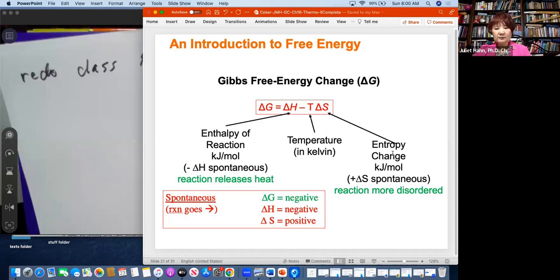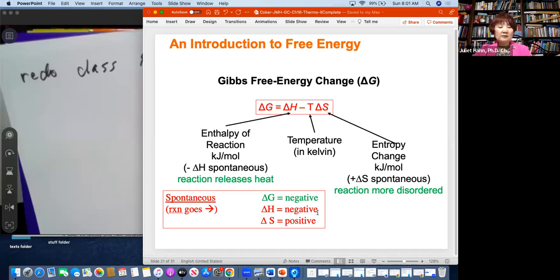Here's my temperature term, here's my entropy term. Positive delta S is spontaneous. This is when it becomes more disordered. And at higher temperature, the entropy has more of an effect. At lower temperature, the enthalpy has more of an effect. So a spontaneous reaction goes forward. Delta G is negative. It's more likely if delta H is negative. It's not always going to be spontaneous because it also depends on the entropy term. But in general, if delta H is negative, it's more likely to be spontaneous. If delta S is positive, it's more likely to be spontaneous.